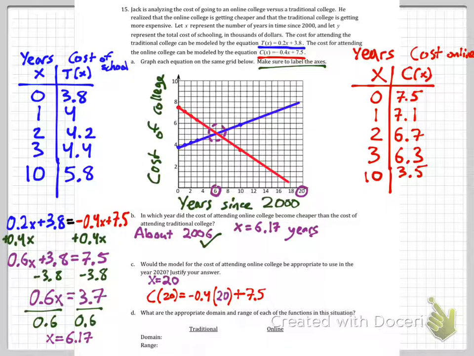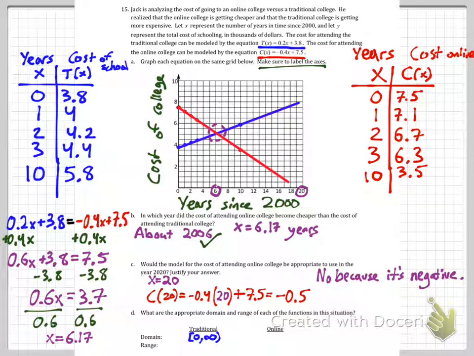Let's plug in 20 and see what happens. So C of 20 equals negative 0.4 times 20 plus 7.5. When you plug that in, you get negative 0.5. Is that reasonable? Well, no, they're not going to pay you to go to college. So once it becomes a negative number, it is not reasonable. No, because it's negative. You can see that on the graph up there by the line if it kept going on down.